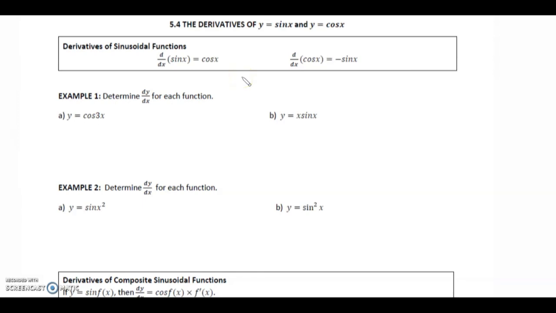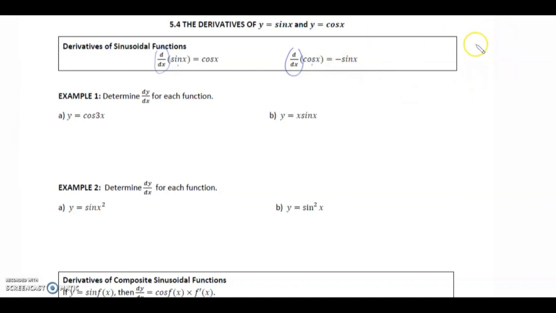So 5.4, the derivatives of y equals sine x and y equals cos x. So derivatives of sinusoidal functions. d by dx of sine x, this just means taking the derivative of sine x gives us cos x, and the derivative of cos x gives us negative sine x.